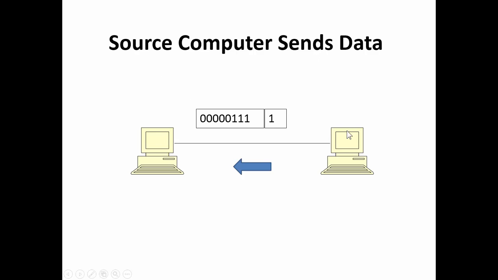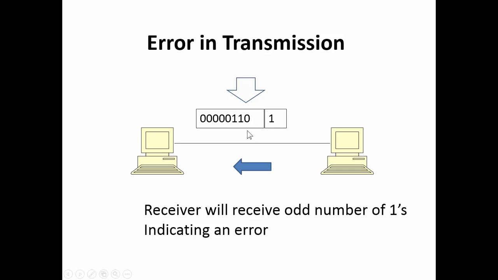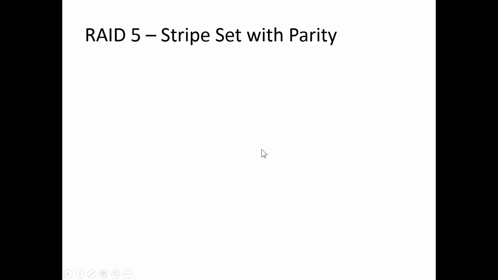So when one computer sends data to another computer, if one of those bits gets accidentally flipped in transmission, how will the receiving computer know? Well, the receiving computer will receive an odd number of ones, and that indicates that there has been an error, because it should only receive an even number of ones. And when it indicates that there's an error, the receiving computer sends a negative acknowledgement to the sending computer, which resends. This is parity in telecommunications.